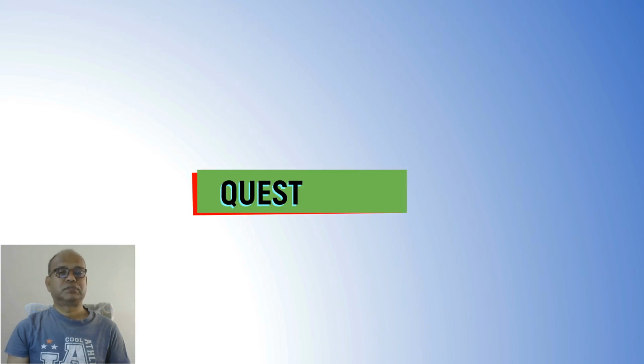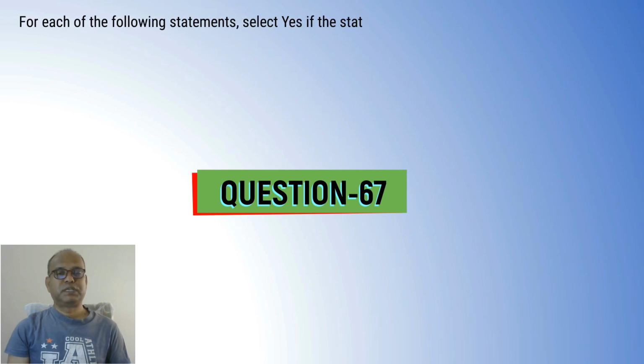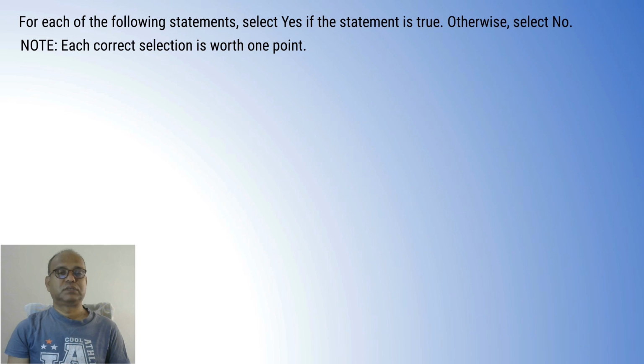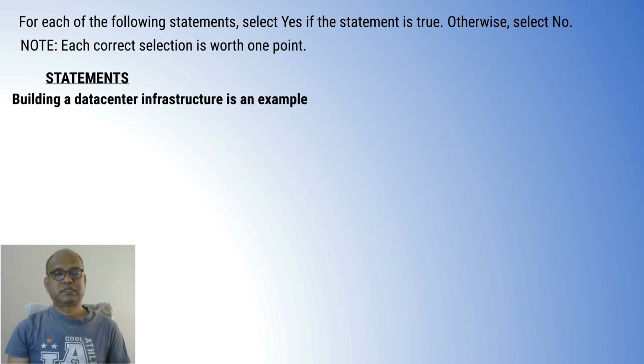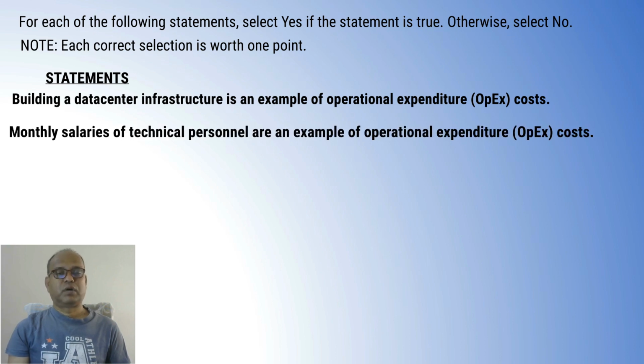Next question. Question number 67. For each of the following statements, select yes if the statement is true. Otherwise, select no. Each correct selection is worth 1 point. Statements. Building a data center infrastructure is an example of operational expenditure, OPEX, cost. Monthly salaries of technical personnel are an example of operational expenditure, OPEX, cost.